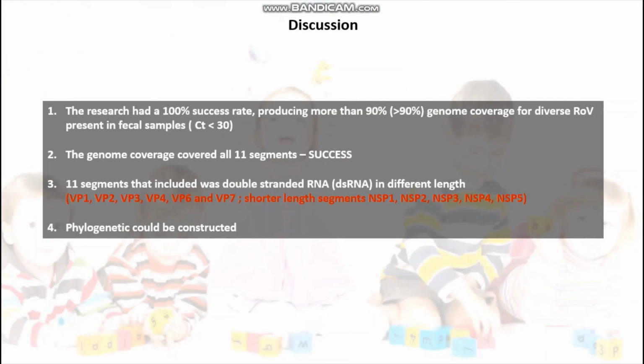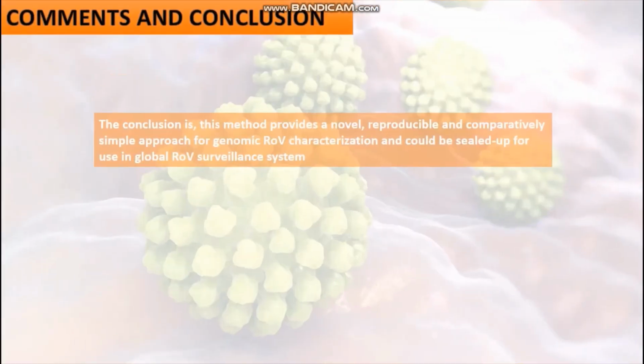From the result, we discussed that the research of the journal had a 100% success rate, where most of the samples they got more than 90% of the genome coverage with a lower CT value. This means that the genome coverage successfully covered all 11 segments with different lengths of segments. Overall, the phylogenetic tree could be constructed. The conclusion that we got is this method provides a novel, reproducible, and comparatively simple approach to genomic RV characterization and could be scaled up for use in global RV surveillance systems.